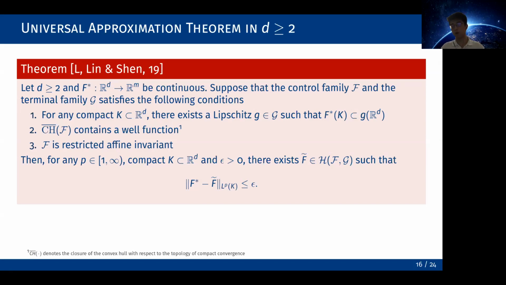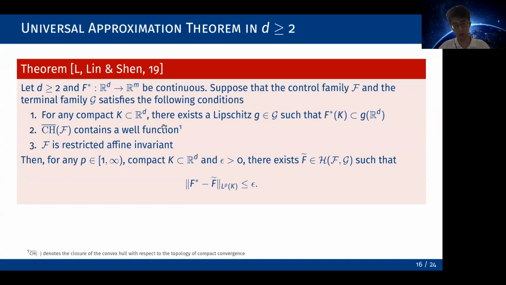Okay, so we can cover the target function, which is usually trivial to satisfy because very often if you take G to be a linear function that's surjective, then this is trivial because the range of G is just the entire space. And the second condition is that the control family, the family that controls our dynamics, if you take the convex hull and take its closure, then it contains a well function.